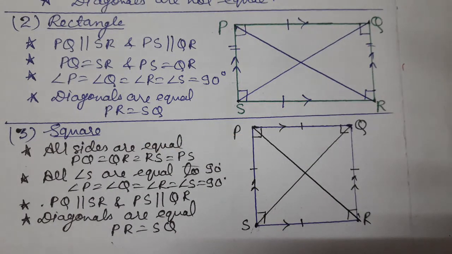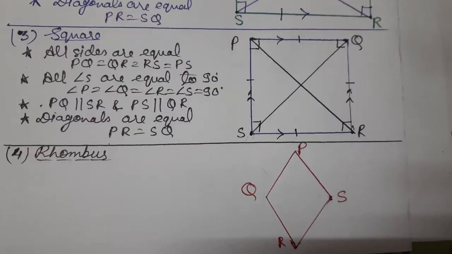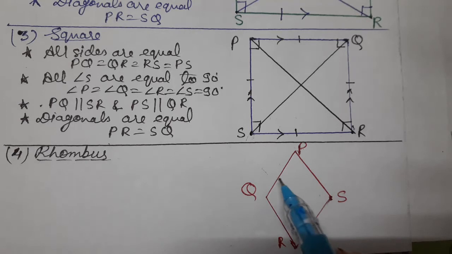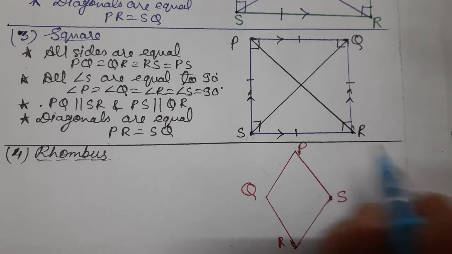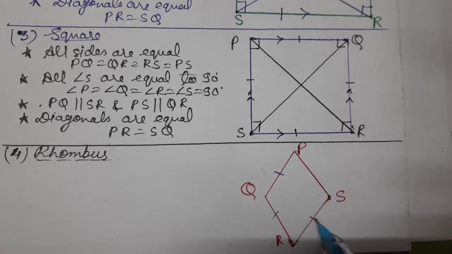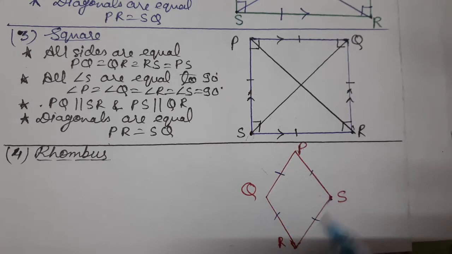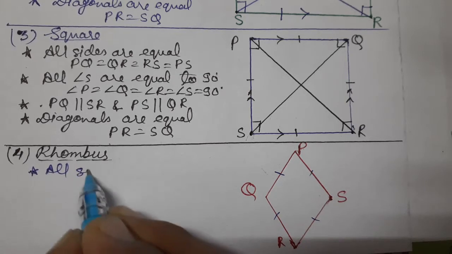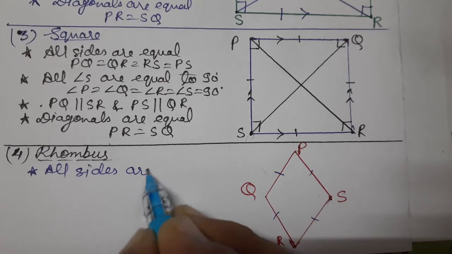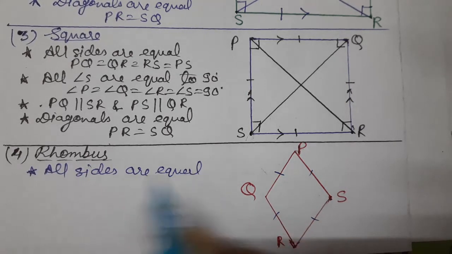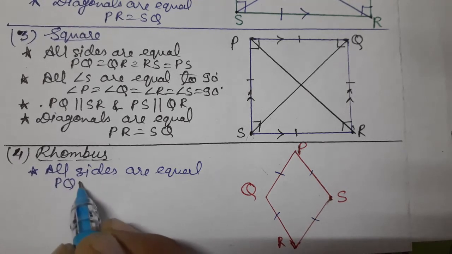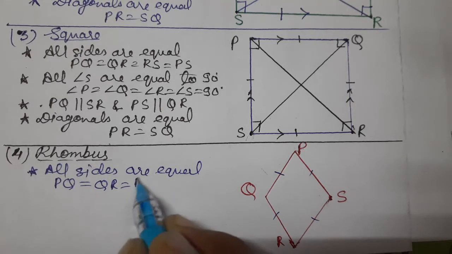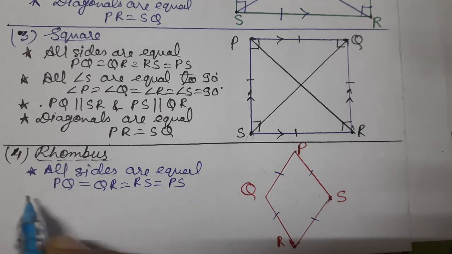Now comes another one. Now the next one is rhombus. See, here also by just observing we can say all sides are equal. So this is a rhombus, all sides equal. First one, write all sides equal. So PQ equals QR equals RS equals PS.